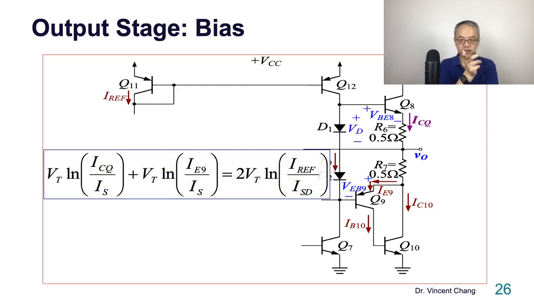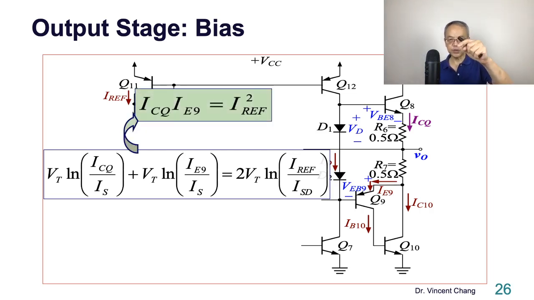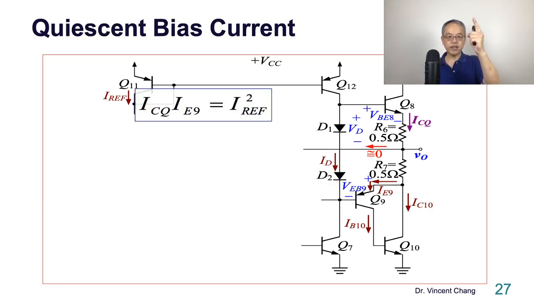So then you can write down this. We've seen this before. So natural log A plus natural log B equals what? Natural log A times B. So ICQ times IE9 equals I reference squared. So we got one equation. So then what else? What's another relationship between the ICQ and the IE9?